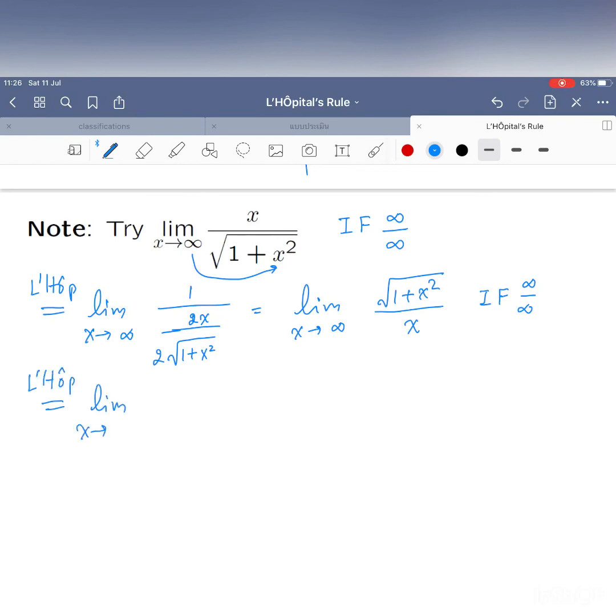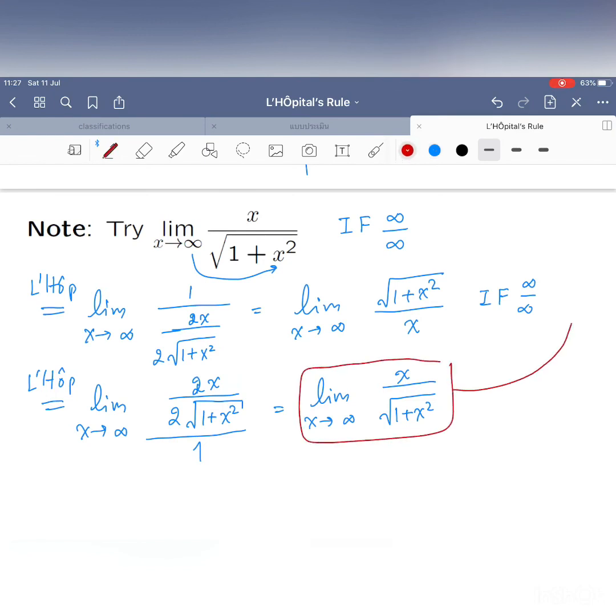So as your x goes to infinity, the limit of your top is 1 over 2 times the square root of 1 plus x squared, and then the derivative of the inside over the derivative of the bottom, which is 1. So as you simplify it, you get x over the square root of 1 plus x squared. Does that look pretty familiar? This one is the same as the original problem. So what does this mean?